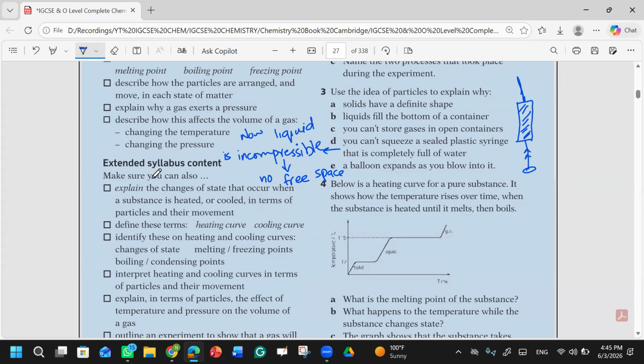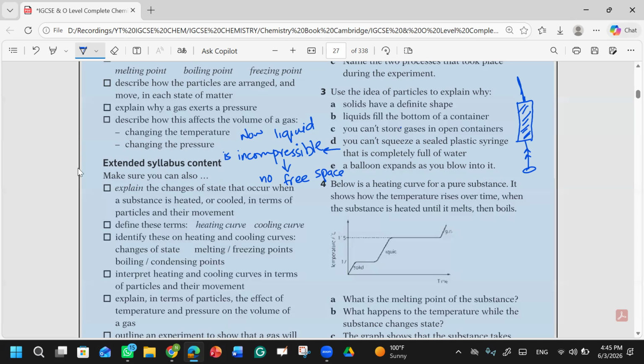Yes. That's why it blows, because it has a lot of particles. When you blow it, what happens? You are increasing the number of gas particles in the balloon, right? So it gets a lot, and when there's no space, it blows up.